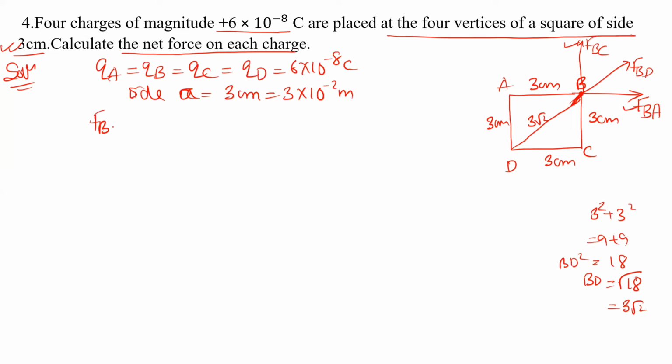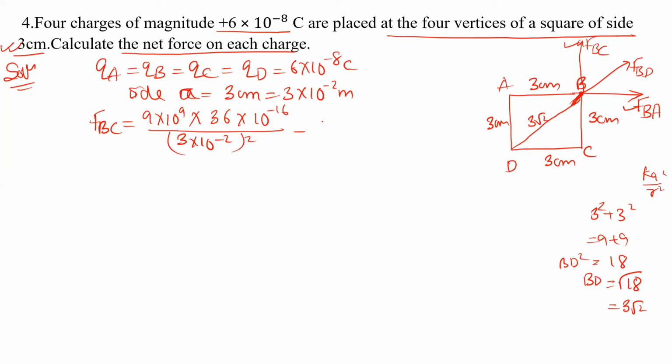So force on B due to C is equal to K. You know Coulomb's law is K Q square by R square. K is the constant, Q is the product of the magnitude of charges, R is the distance between them. Here K, the direct value I'm putting, 9 into 10 to the power 9, and Q square is 36 into 10 to the power minus 16, divided by R square. The distance between them is 3 centimeter, which is 3 into 10 to the power minus 2 meter, whole square.